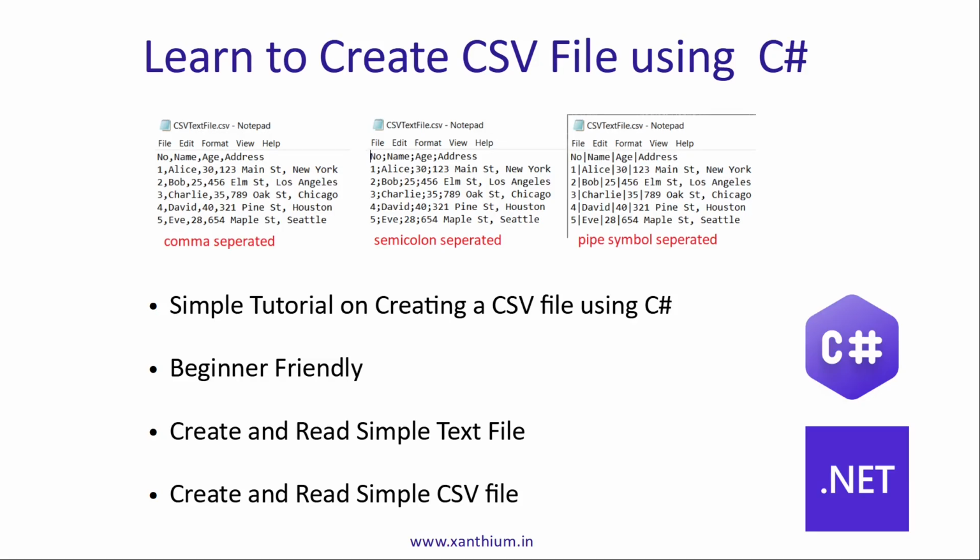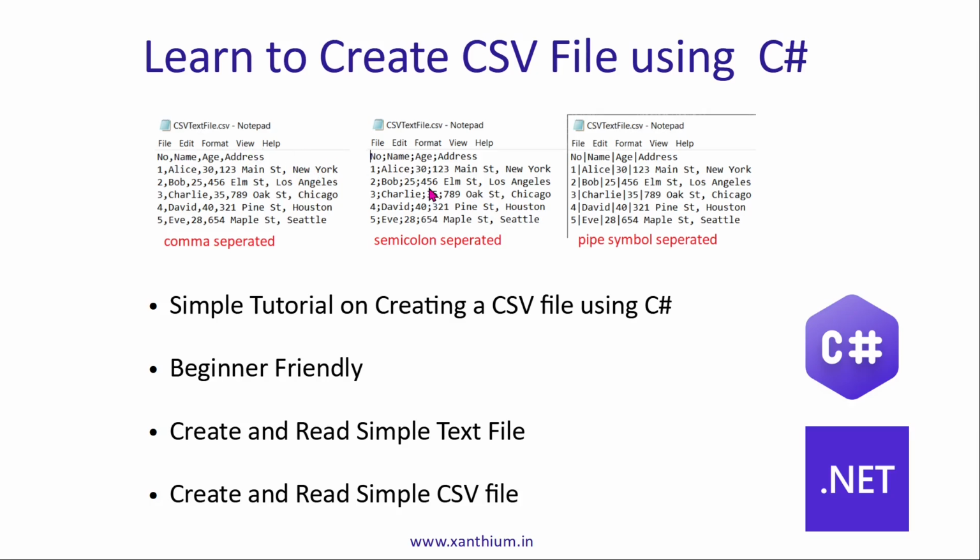Hello friends, in this tutorial we will learn how to create a comma separated value file using C# language. So as you can see, this is the CSV file that we are generating. We have the number, name, age and address header, and then the values corresponding to that one separated by a comma. Now you can change the values as well as the header files.